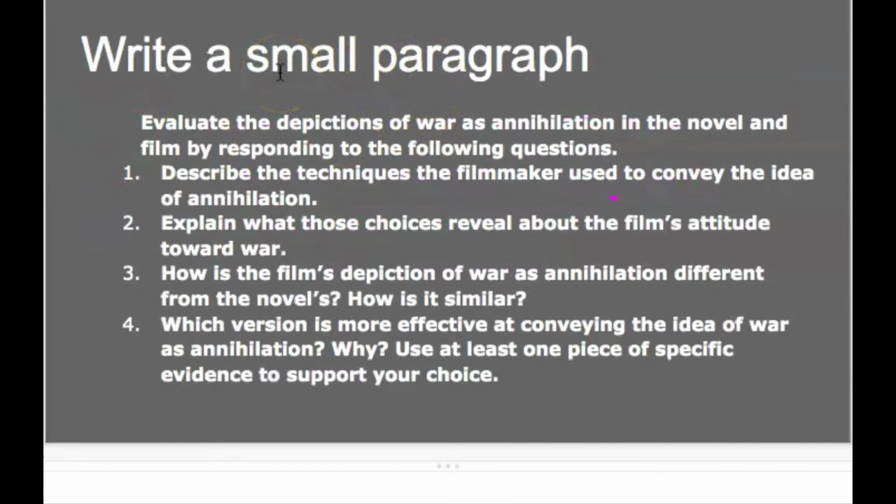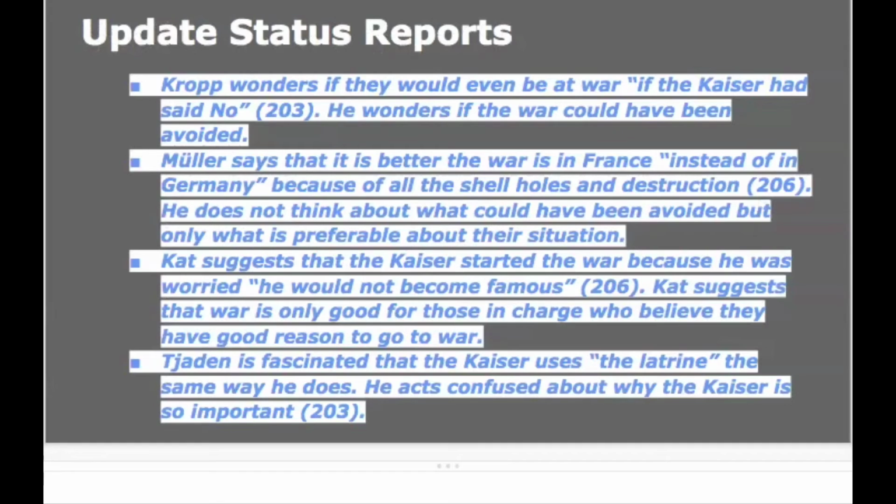Now I want you to write a small paragraph answering these questions. Describe the techniques the filmmaker used to convey the idea of annihilation. Explain what those choices reveal about the film's attitudes towards the war, and how is the film's depiction of the war as annihilation different from the novel's? Which version is more effective at conveying the idea of war as annihilation? And also, don't forget to update your status reports.